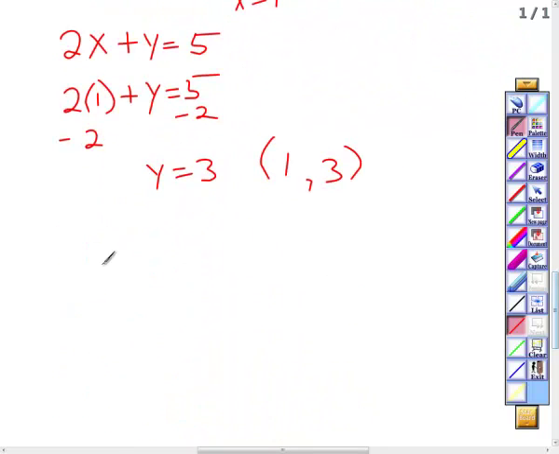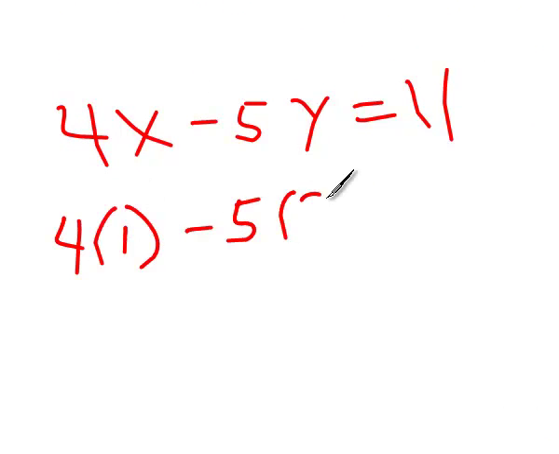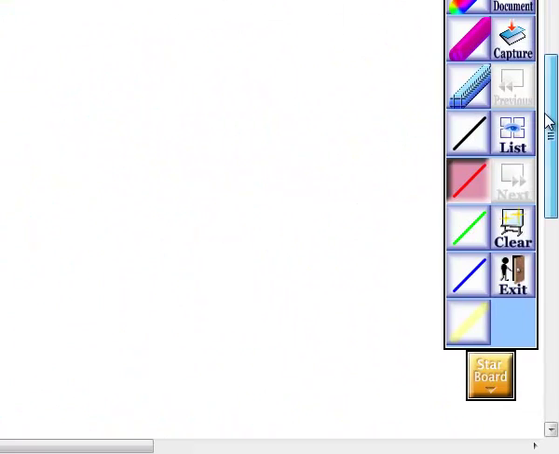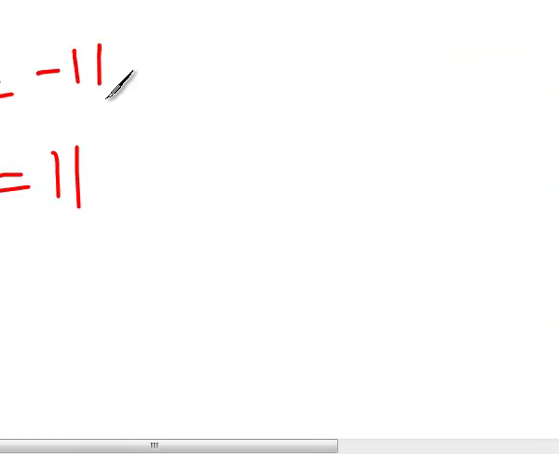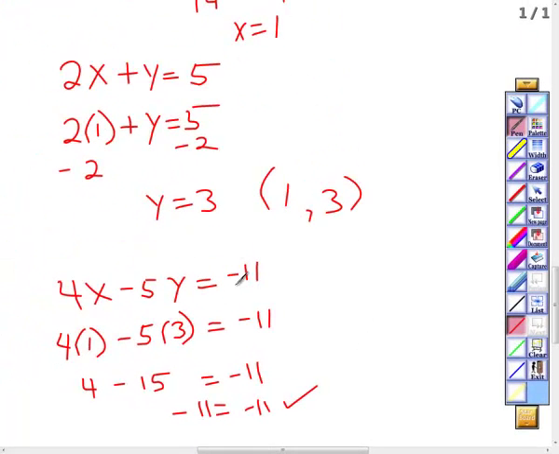4x minus 5y equals 11. And so we put 1 in here for x, 3 in here for y, and so we get 4 minus, let me make sure that's the right equation. Oh, that's negative 11. Okay, no wonder why that didn't look right. 4 minus 15 equals negative 11, so negative 11 equals negative 11, and it checks. Okay? Questions with that?